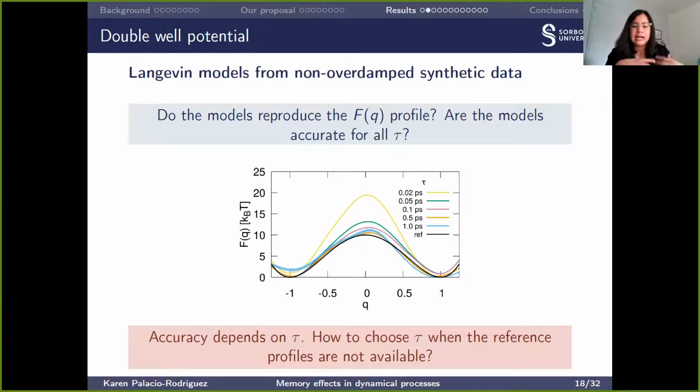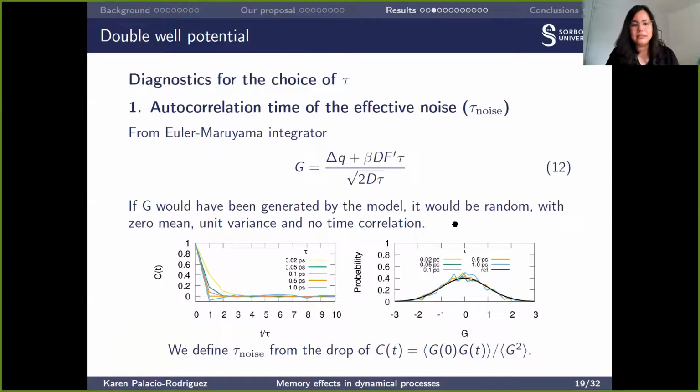In the case where I don't have the reference, so in a real case, how can I tell whether the model is accurate? We propose two different tests to make a diagnostic for the choice of tau, which you can do as a post-analysis procedure, and we care about the memory and about the accuracy of the propagator. First we care about the memory, and to do so, we calculate the autocorrelation time of the effective noise. From the Euler-Maruyama integrator, we can obtain an expression for the noise, and we have the following hypothesis.